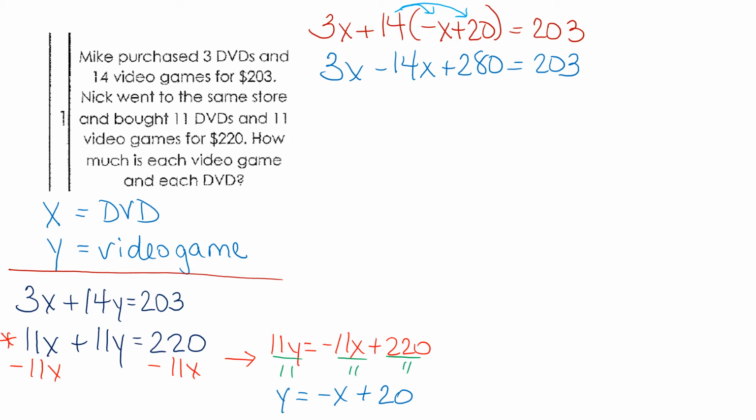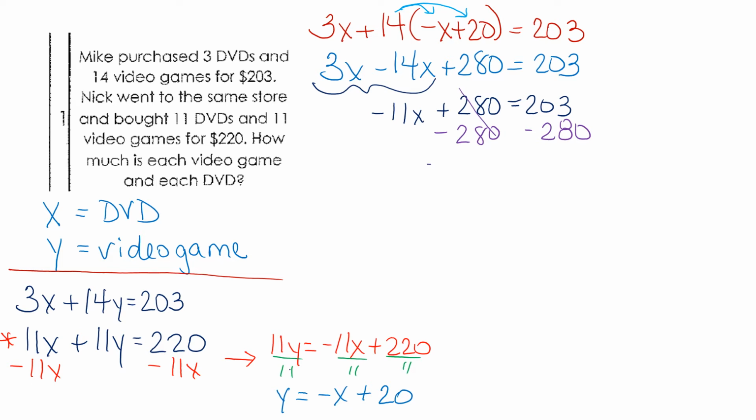At this point, you want to combine your like terms. So 3X minus 14X would be a negative 11X, and bring down the terms you did not use. You now have a two-step equation, so we want to do the inverse operation to the 280, so minus 280 on both sides, so that we can work on isolating that variable. It's going to leave us with a negative 11X and an equal sign. And negative 280 plus 203 here is a negative 77. And then your final step is to divide both sides by negative 11.